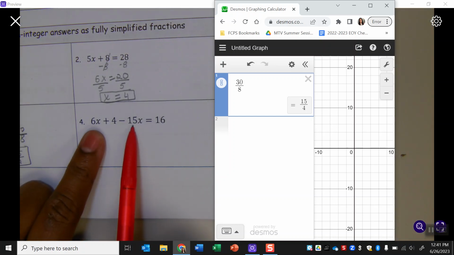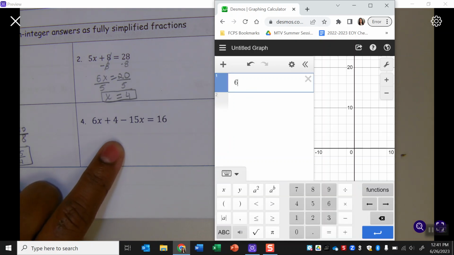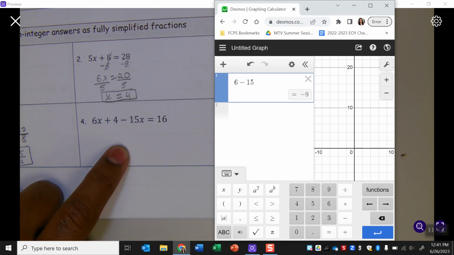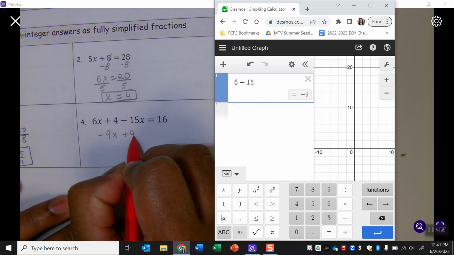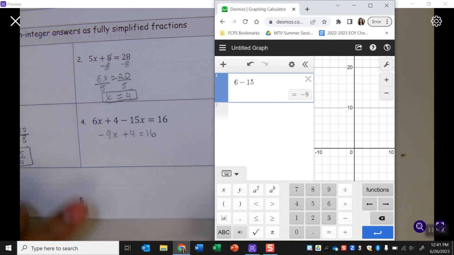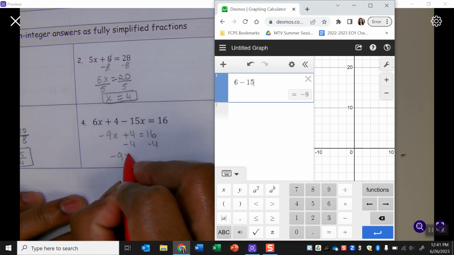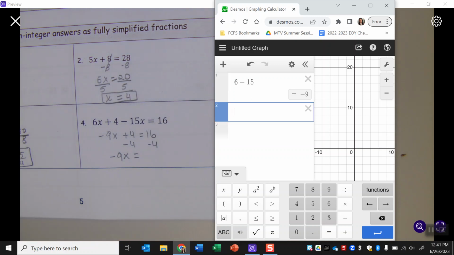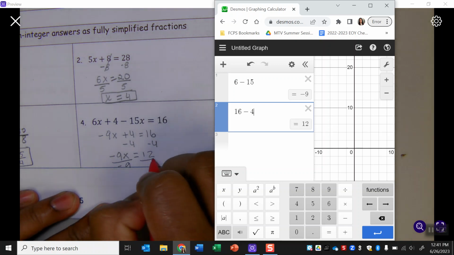Last one. Same thing here, I need to combine these terms. Watch out for the sign. So this is going to be 6 plus a negative 15, or just minus 15. I'm not going to put the x in the calculator, but just to find that it equals negative 9x. Bring down the 4, equals 16. All right, let's finish this. So subtract 4. Negative 9x equals 16 minus 4. That's 12.